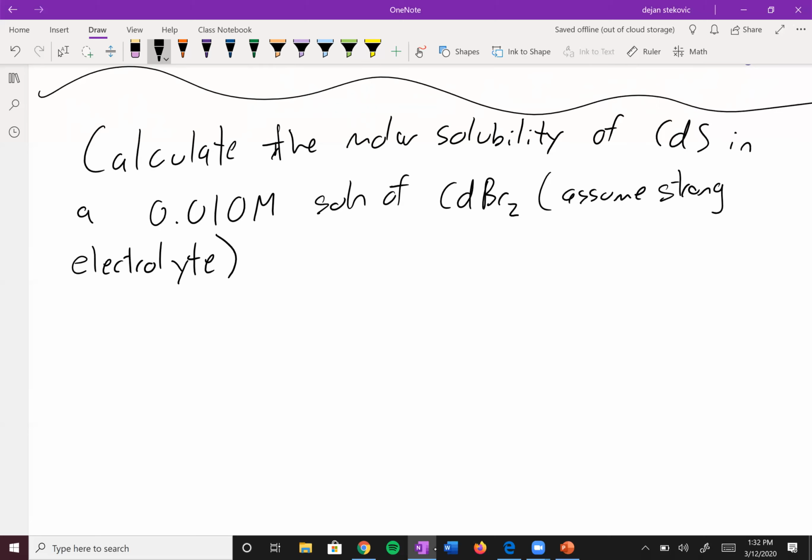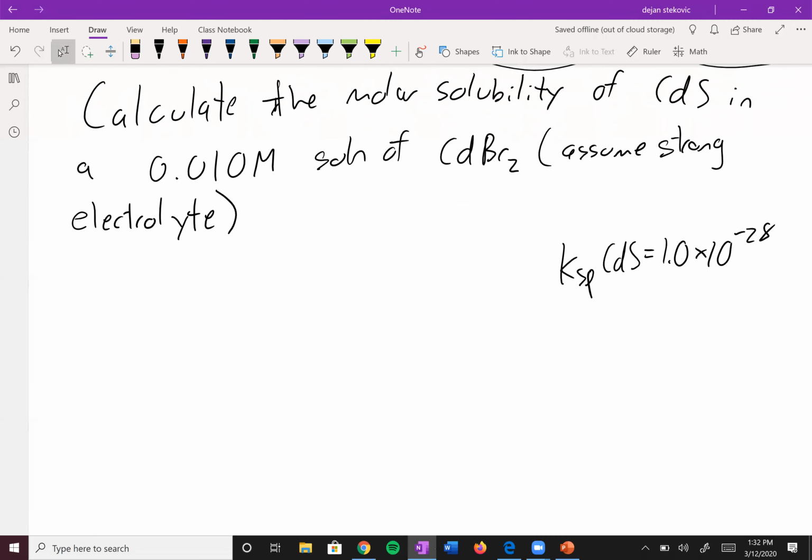And then the question also gives you that the Ksp of the cadmium sulfide is equal to 1.0 times 10 to the negative 28. Right, a very small number, something most people consider insoluble. So it's asking you to calculate the molar solubility. The molar solubility is how much stuff you can dissolve. So you're going to assume that you add excess, and then it'll reach equilibrium.